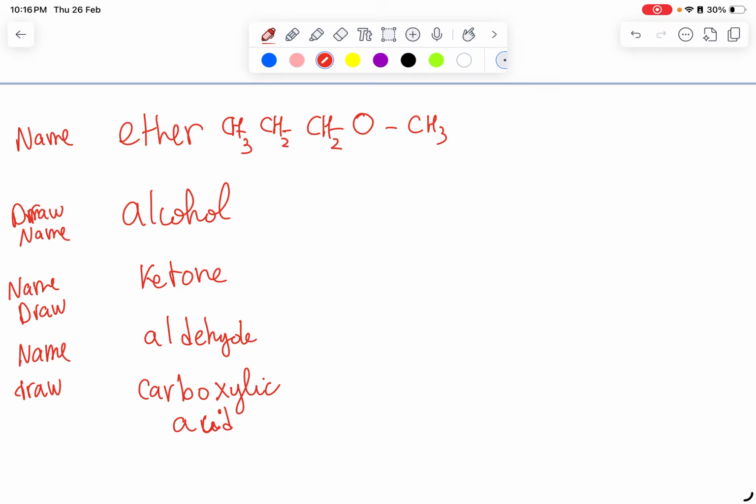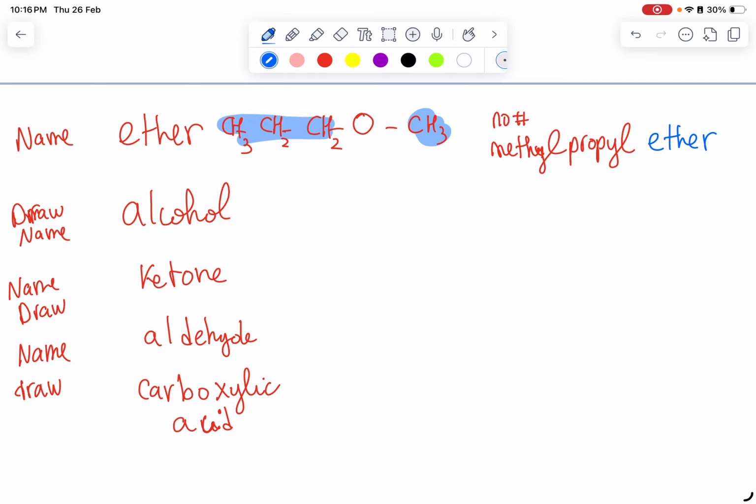In ether, no numbers. So you're just gonna name each side as a branch. Like this is methyl, and this one is propyl. You consider both of them as branches, so you should end them with YL, methyl propyl, and you end with ether. Remember, there are no numbers in the name.